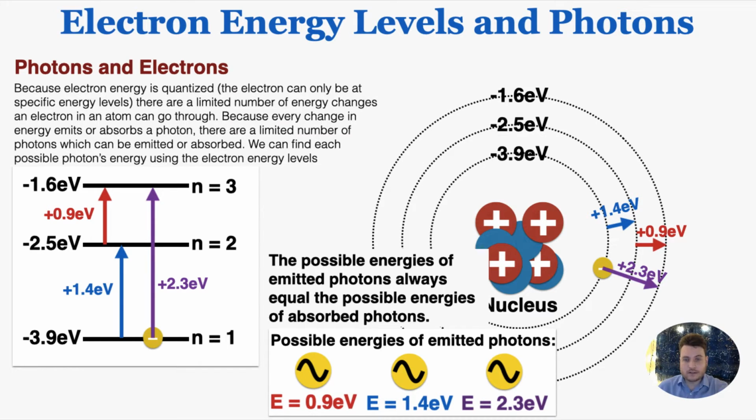because there are only three ways this electron can gain energy, and each one is the exact same amount of energy that it can emit. If I want my electron to gain 2.3 electron volts, it would have to absorb a photon of 2.3 electron volts, which is one of the three possible emitted photons. And if I wanted to gain 1.4 electron volts, it would have to absorb a photon of 1.4 electron volts, which is another emitted photon. And if I wanted it to gain 0.9 electron volts, it would have to absorb a photon of 0.9 electron volts. So this will always be true. The possible energies of emitted photons in an atom are always equal to the possible energies of absorbed photons.